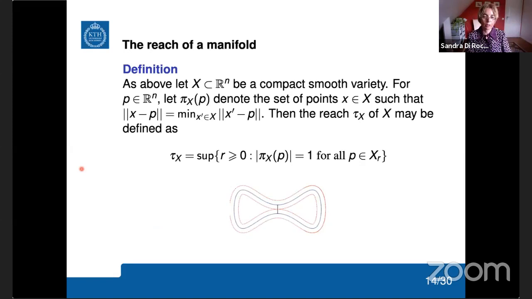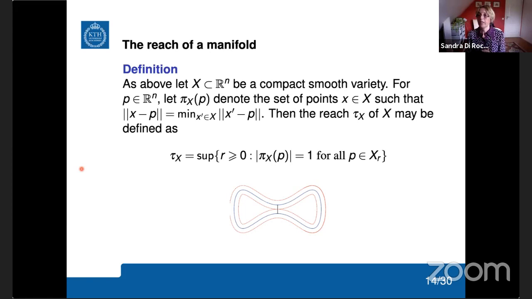Well, we start with a compact smooth manifold, okay? So every time we have a compact smooth manifold, and every time we choose a point in the ambient space, in this case Rn, we know that there is a well-defined distance. So there is some point on the variety obtaining the minimum distance from this given point in the ambient space to the variety. This is compactness. So we can look at the thickening of a given radius R. Given a real number R, we look at all the points in the ambient space which are at distance R from the variety.